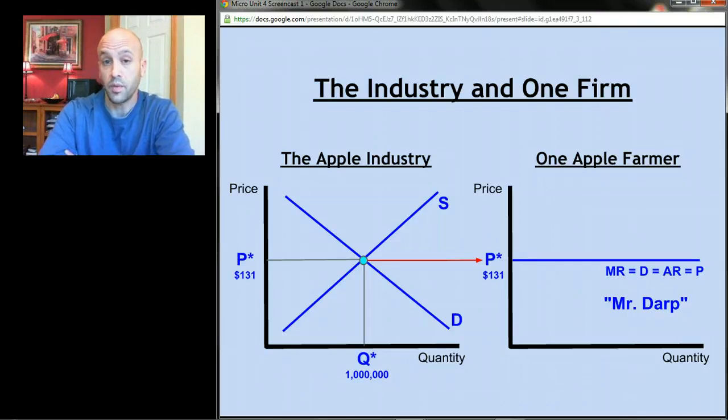this graph and building this model. Each screencast in this unit kind of builds upon each other, so make sure you understand one before you move on to the next.